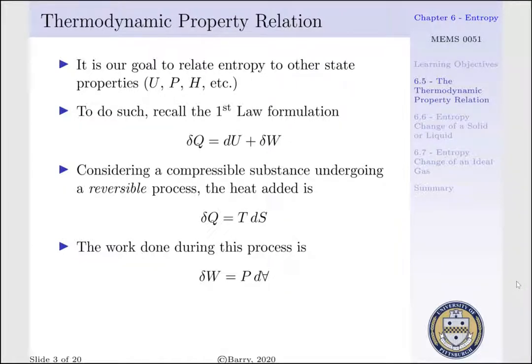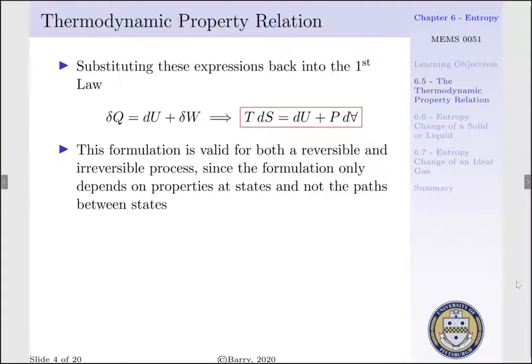If we consider a compressible substance undergoing a reversible process, our heat added, delta Q, is equal to our temperature times our change of entropy, TdS. The work done during this process would be PdV. Substituting these two expressions back into our conservation of energy equation, we can say delta Q is equal to dU plus delta W would be equal to TdS is equal to dU plus PdV. We see we can calculate the change of entropy, dS, within our system if we know our temperature, our change of internal energy, our pressure, and our change of volume.